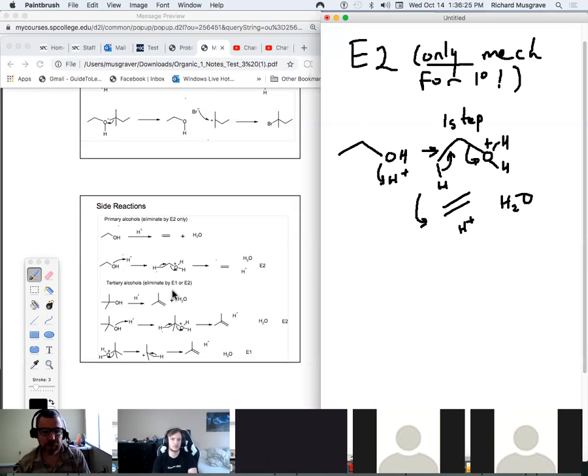Now, tertiary alcohols can eliminate by either E1 or E2. If you look at the E2 mechanism, it's very similar to the one above. The OH takes the H plus, and then in one step we can form the double bond. But tertiaries can also go by E1.